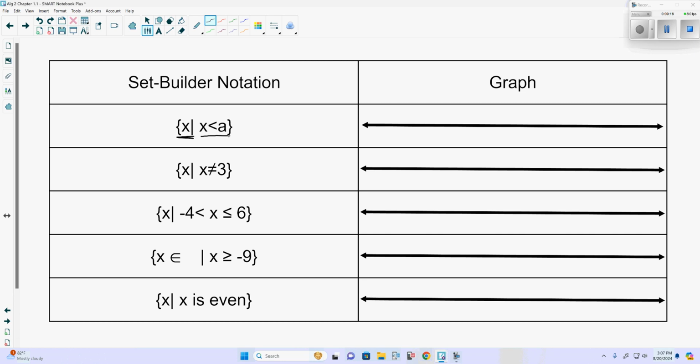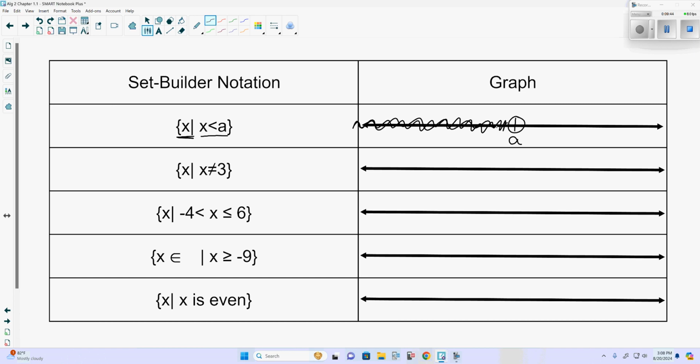That's it. Now graphically, we have wherever a is on the number line. And it'd be all the numbers to the left of it. That's all it's saying. Questions on this so far? Well, let's look at the next one.